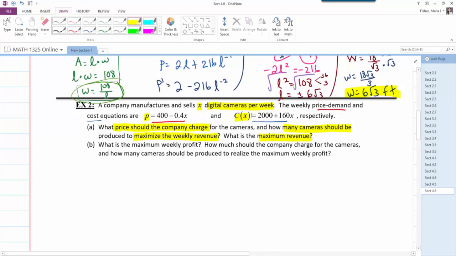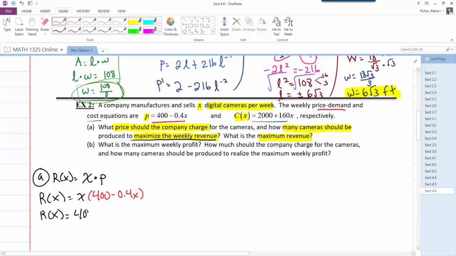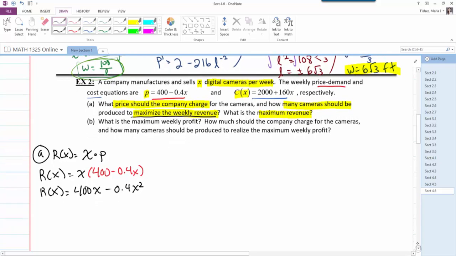The second thing is to find the expression for what needs to be optimized. So here I know I want to maximize my revenue. Well, remember your revenue function is always x times P. So in this case, my revenue function is going to be x times my price demand equation, which is 400 minus 0.4x. If I distribute my x, I get that my revenue function is equal to 400x minus 0.4x squared. So again, I need to maximize my revenue. So I want to take the derivative here. So R prime of x is going to equal 400 minus 0.8x to the first power.